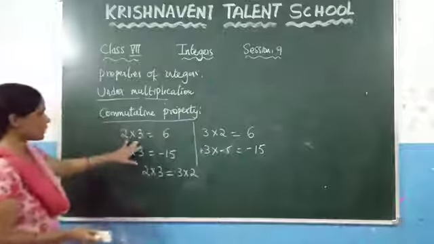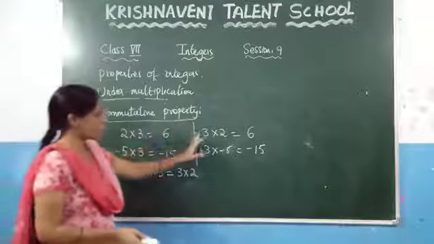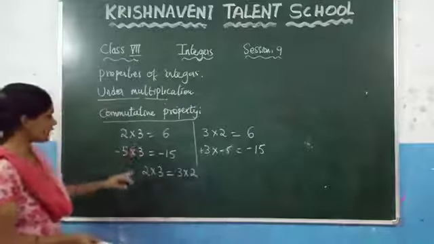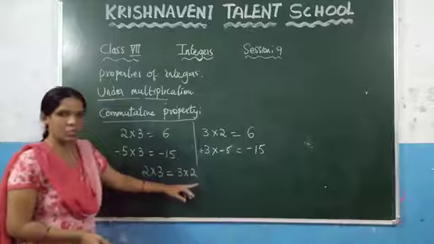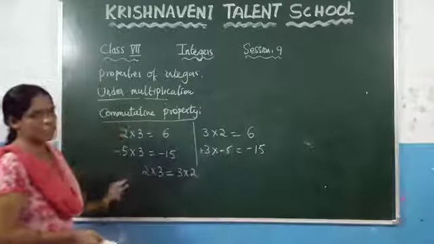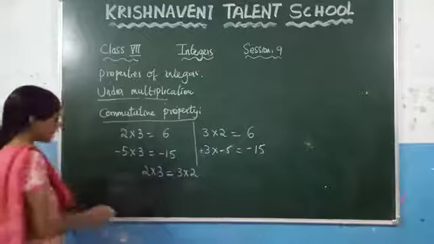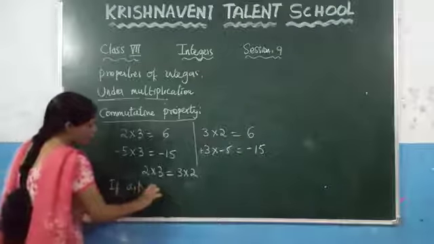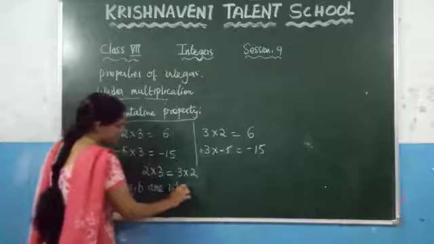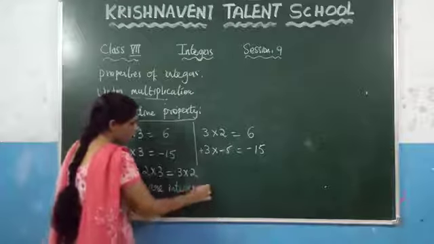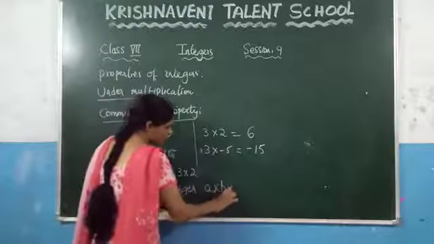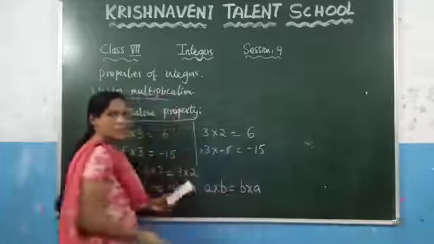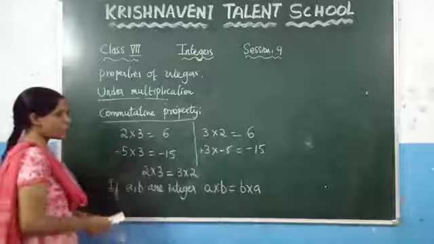If you multiply 2 with 3, you get 6, and if you multiply 3 with 2, you also get 6. So we can say that 2 into 3 is equal to 3 into 2. This property we call the commutative property. Let us write this in the form of variables. If a and b are integers, the commutative property under multiplication says a into b must be equal to b into a.